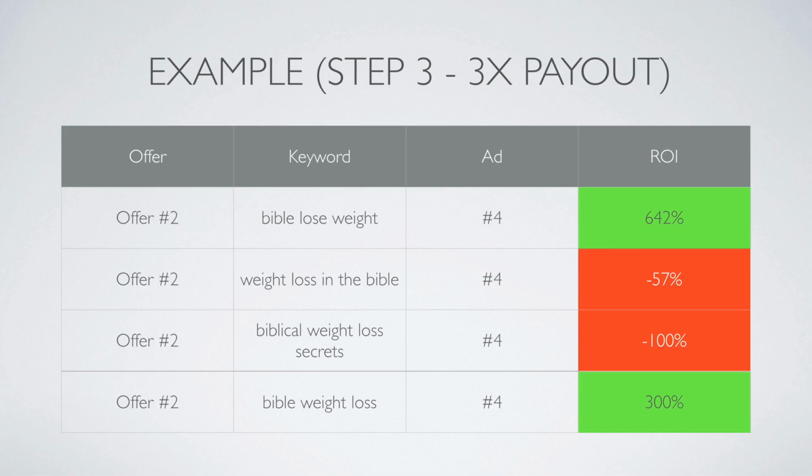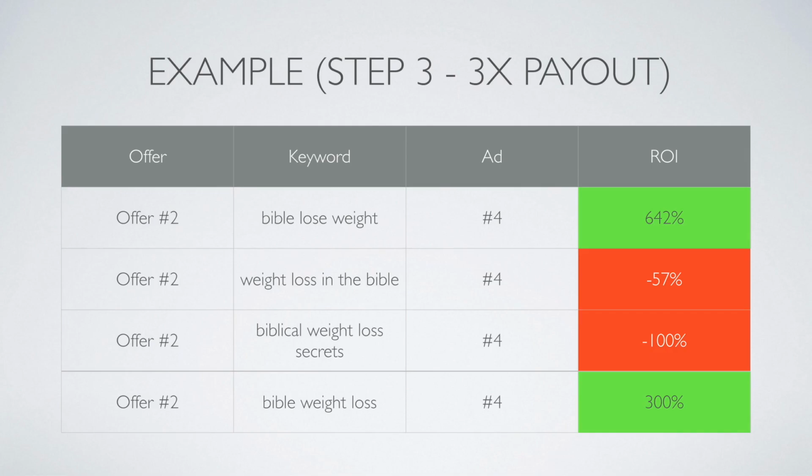So the immediate first combination of Bible lose weight as a keyword has a whopping 642% ROI. And let's just imagine that this keyword has quite a bit of search volume. So this looks like pretty much a huge winner for us. Now, the second combination, weight loss in the Bible, it's not doing so well. It's 57% upside down, and we're basically bleeding money on that one.